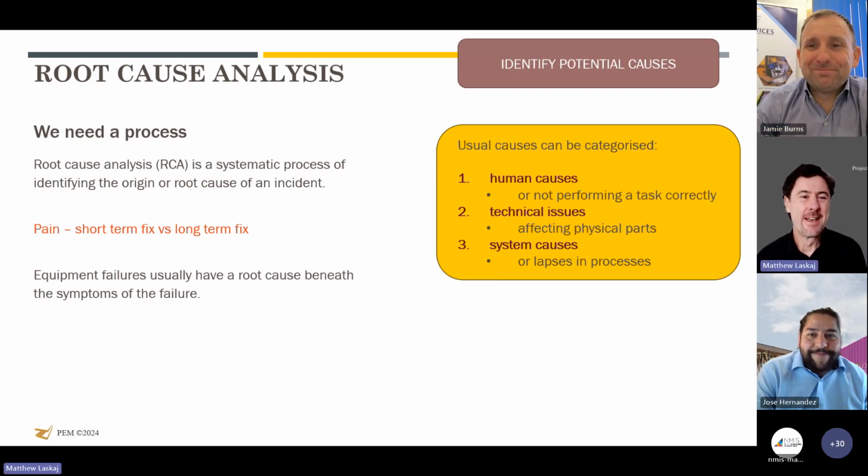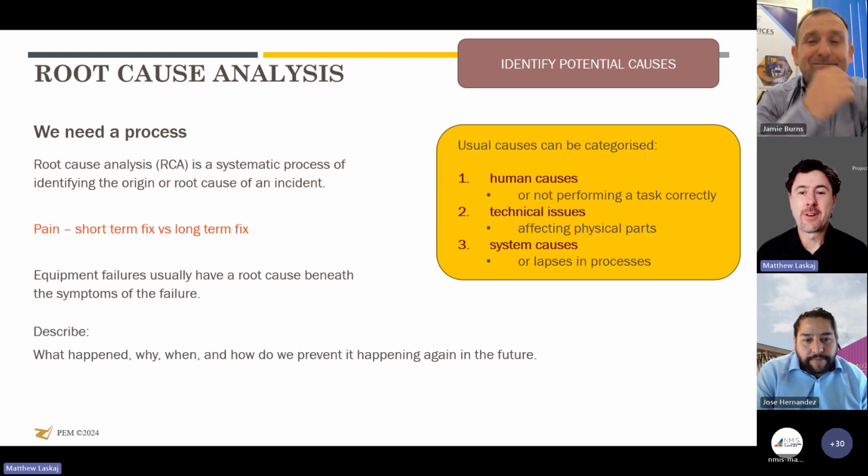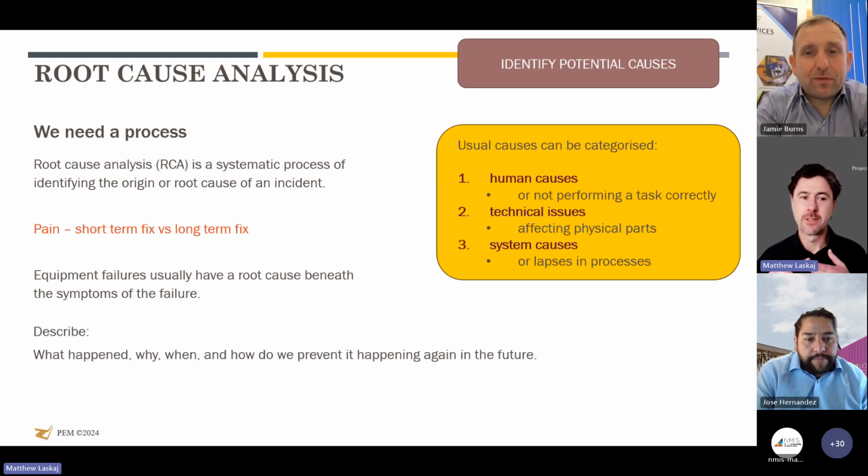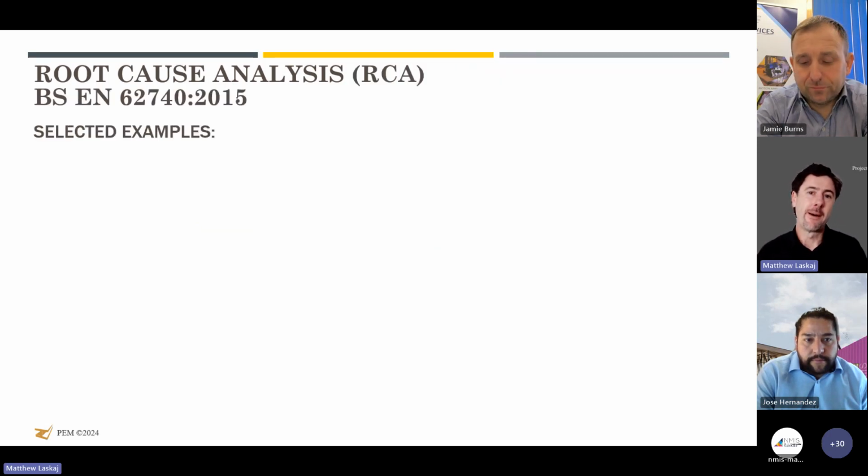100%. So part of the failure process here: describe what happened. Why did it happen? When? How do we stop it looking to the future? And we don't just come up with these processes ourselves. Quite often someone's invented something already. And in this case, there happens to be a standard for root cause analysis.